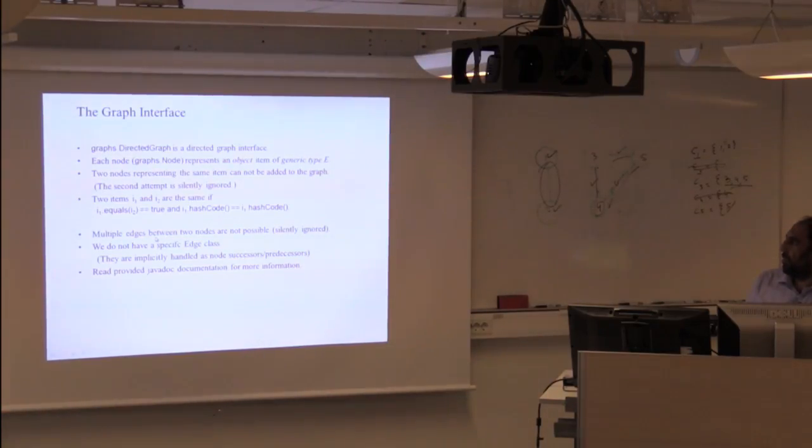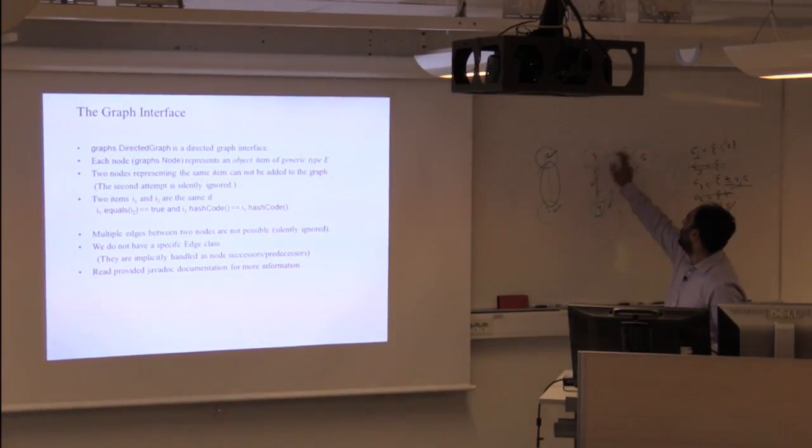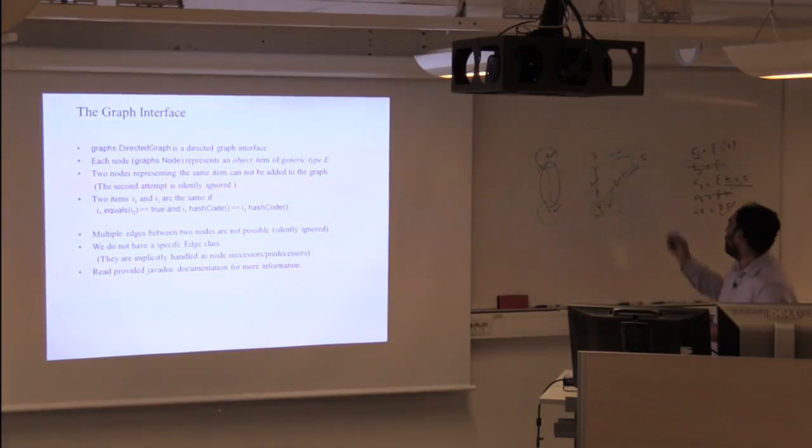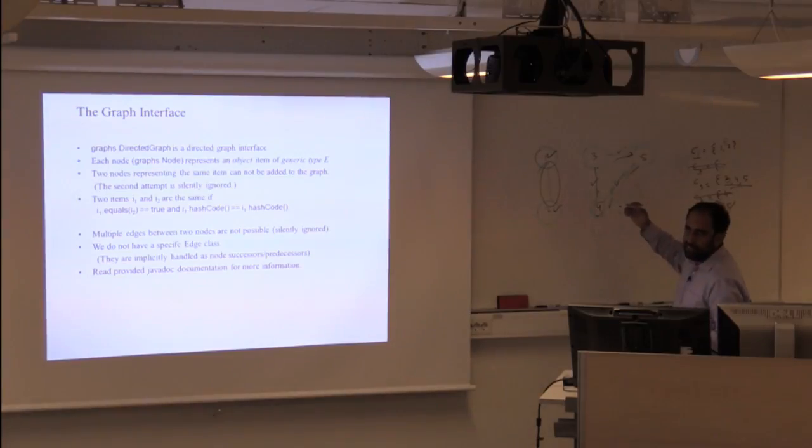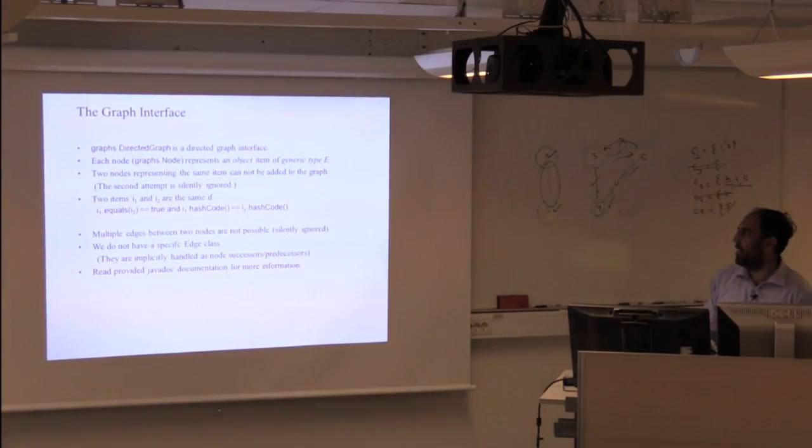And we don't allow multiple edges between two nodes. So there could be only one edge between two nodes. If you have a node A and node B, for example 3 and 5, you can only have one edge. And since it's a directed graph, that edge will also be in some direction. You cannot have more than one edge between the two nodes. And we don't provide you with a specific edge class.